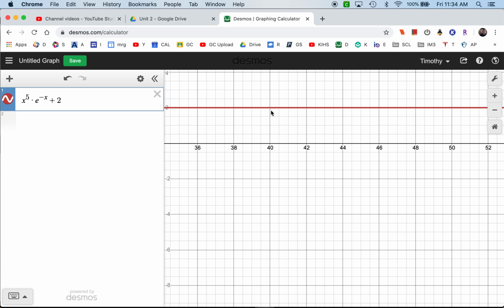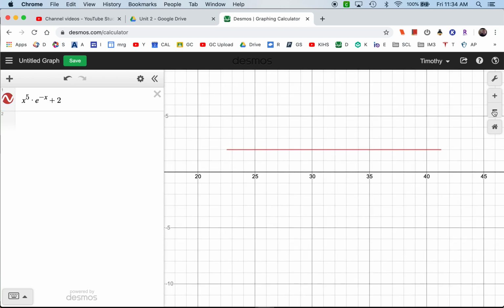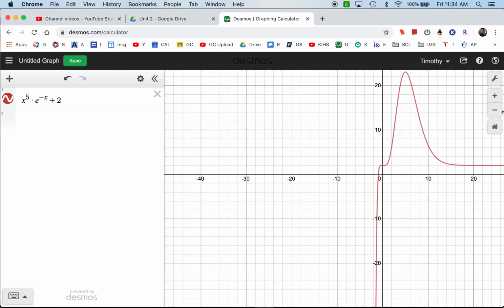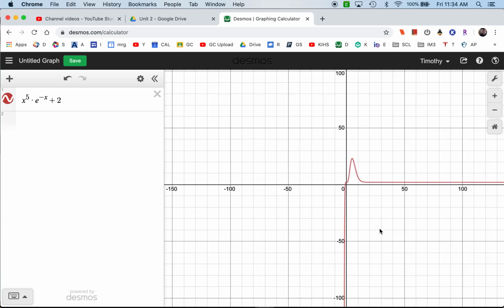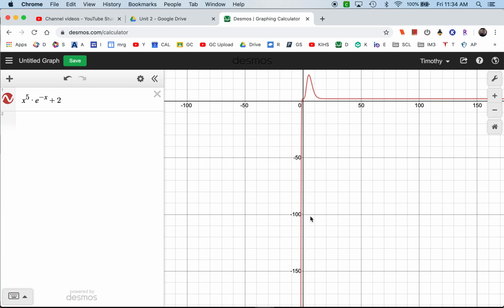Now, what's the left end behavior? Well, the left end behavior, if you're asked for it, where does the left end go? You can see the left end behavior goes to negative infinity.